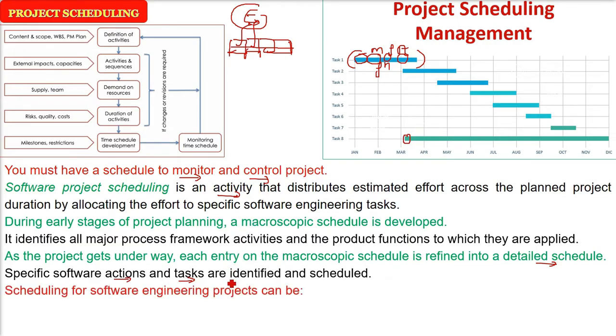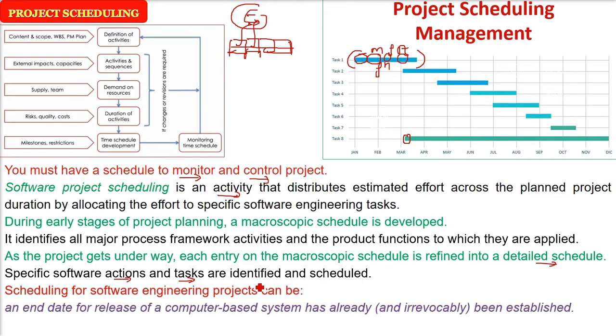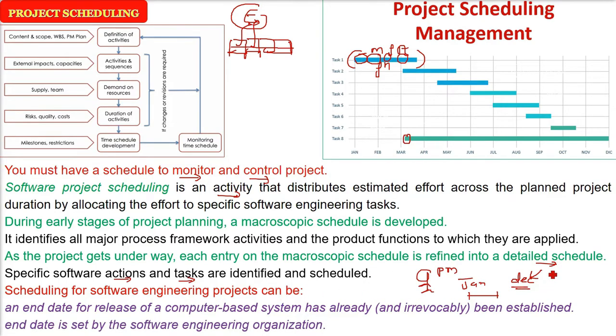So scheduling for software engineering projects can be done in two ways. First, the schedule is already given to you. That is, the end date for the release of the system or software has already been imposed and established irrevocably. You cannot say anything, you cannot argue. And the second is that maybe you are given a choice, and the end date will be set by you as a software engineering organization. These are the two ways scheduling can be done.